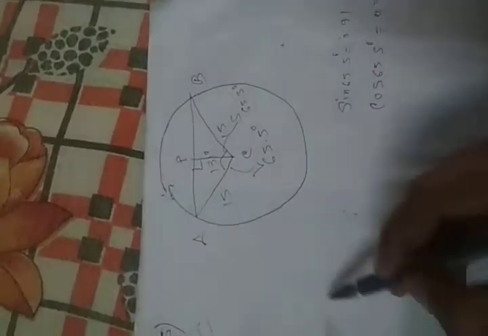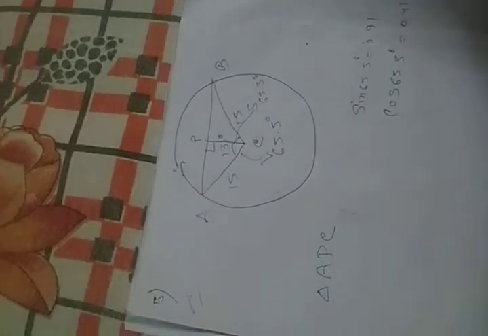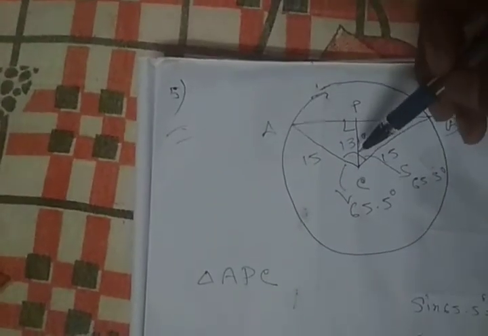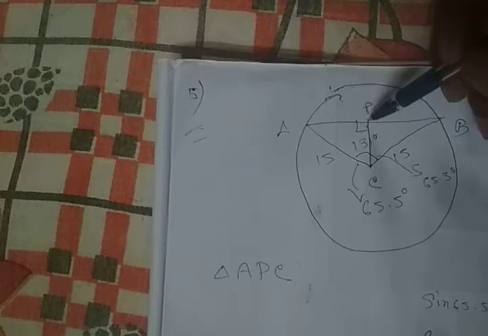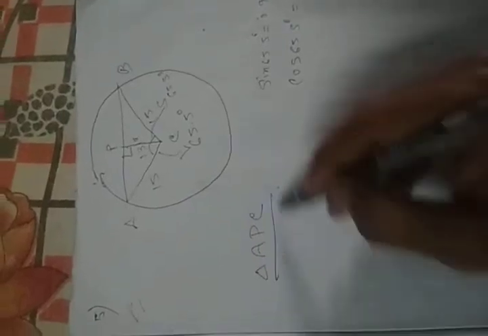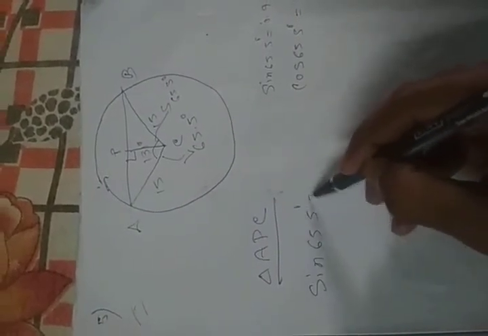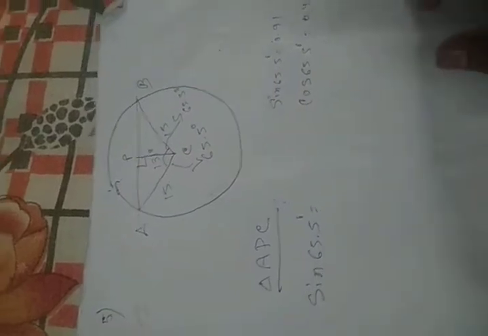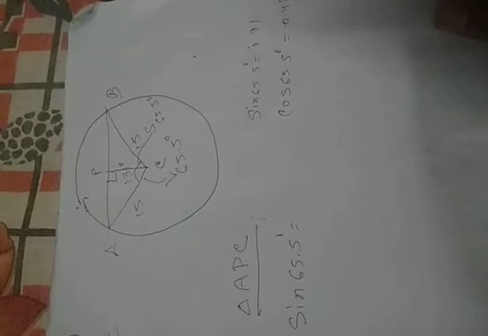And now using triangle APC. In the triangle APC, it is clear that PC is the base, AP is the height, and AC is the hypotenuse. Now we know that sine theta, or sine 65.5 degrees, equals height by hypotenuse.